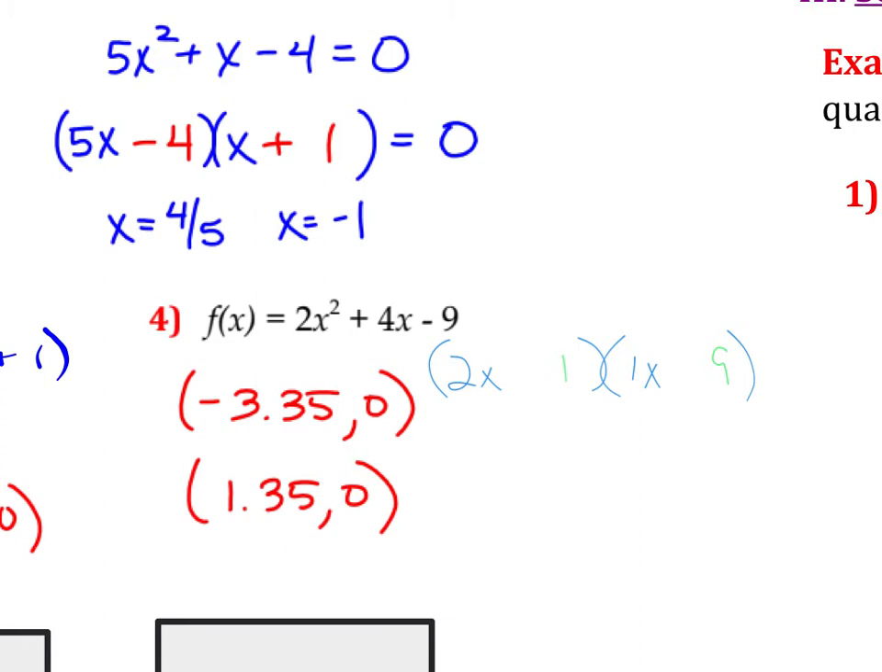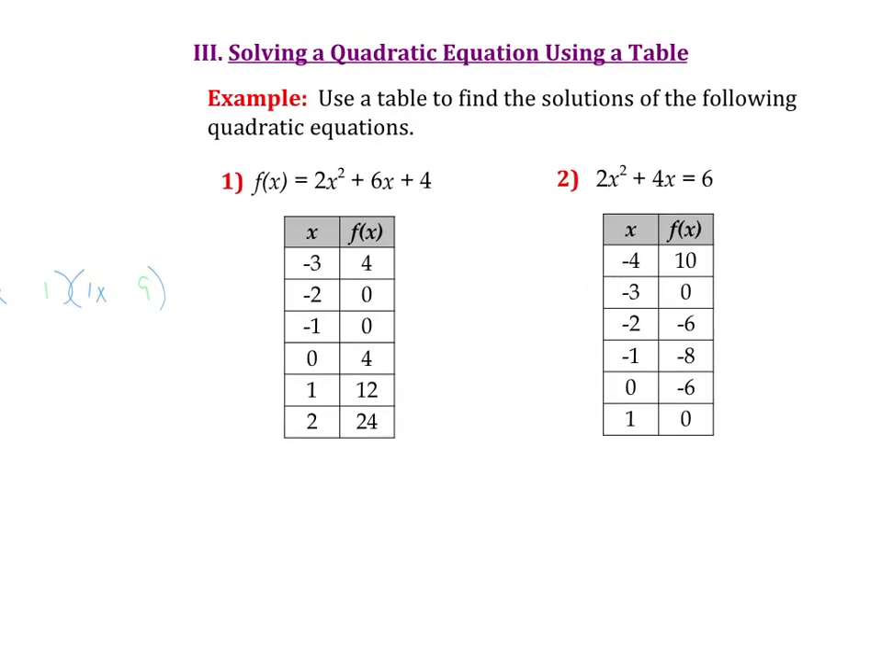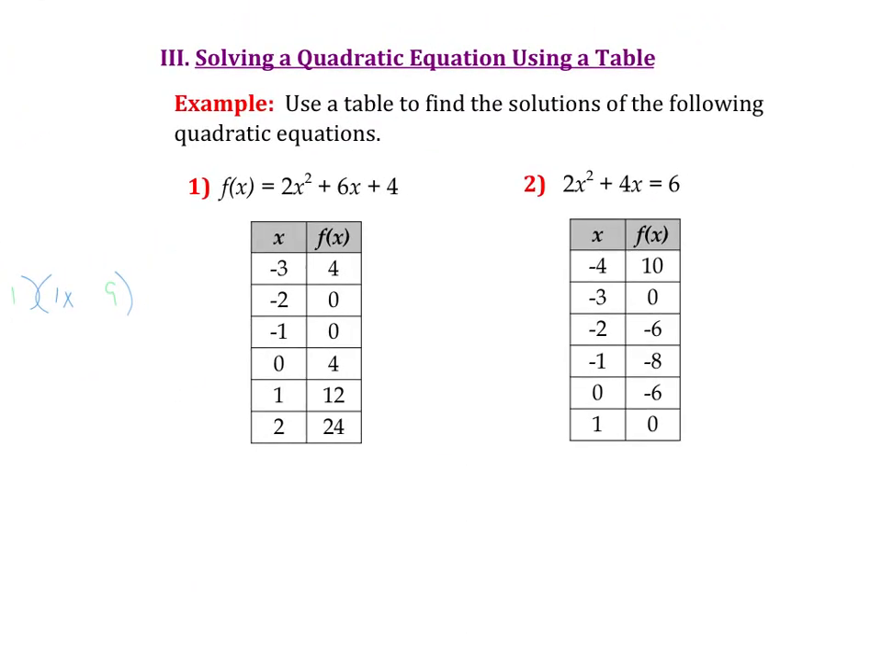So there will be scenarios in which maybe our functions do not factor out nicely. Now, if they don't factor out nicely, you have what's called an irrational answer. So let's see how we can tackle situations like that where it does not factor out.